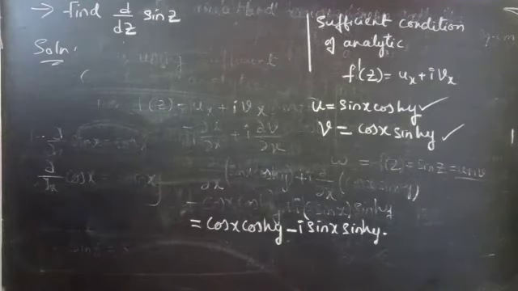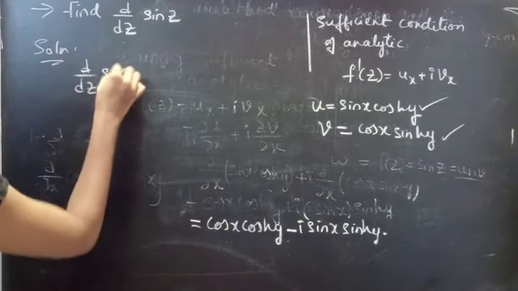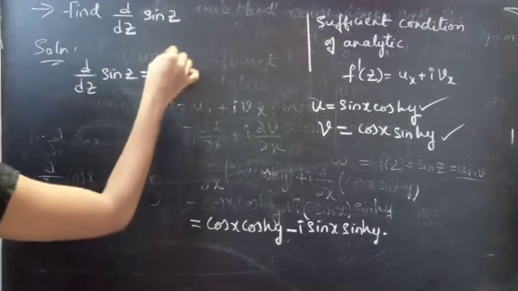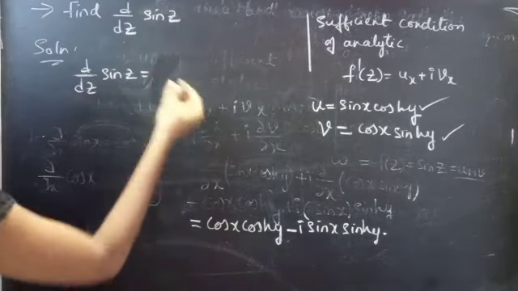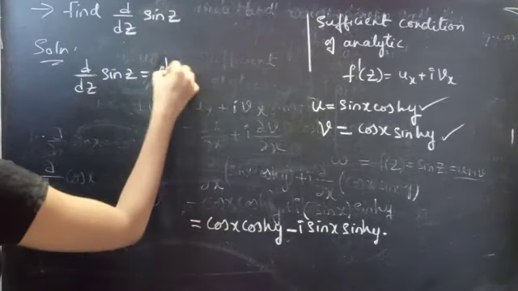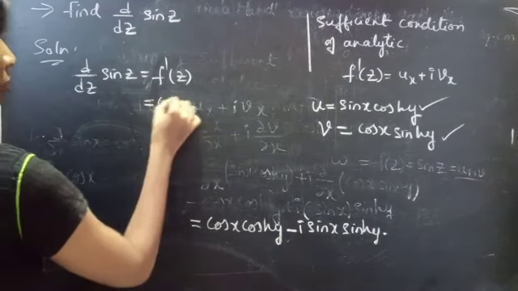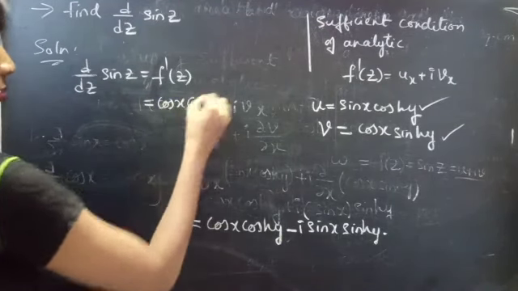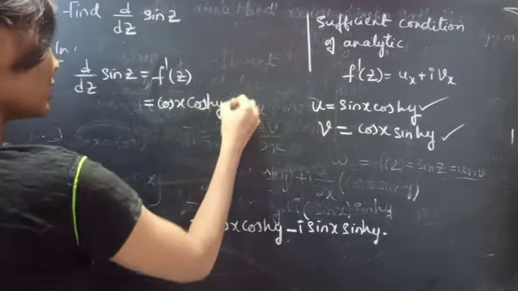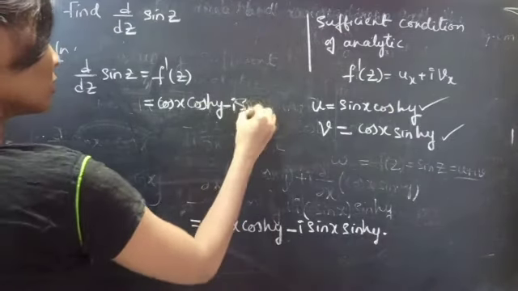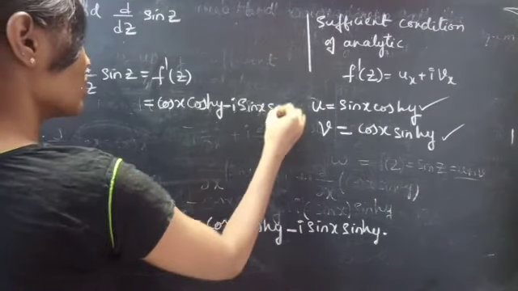So we are having d by dz of sin z, that is f dash of z, equals cos x cosh y minus i into sin x into sinh y.